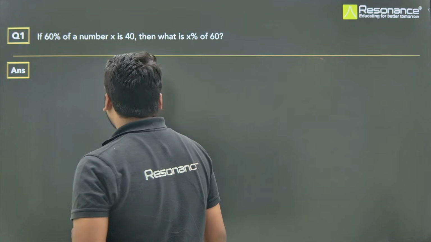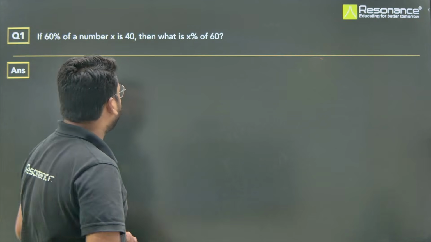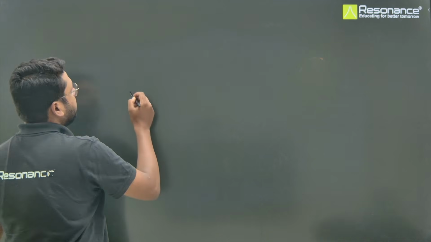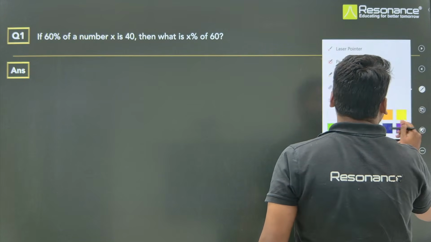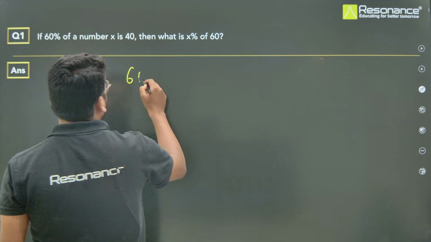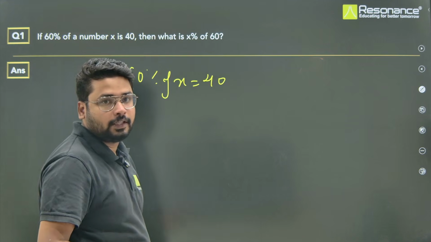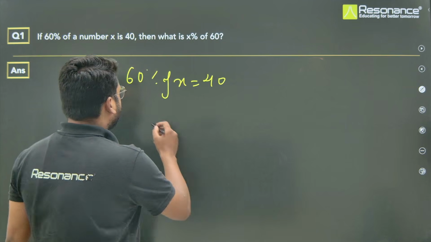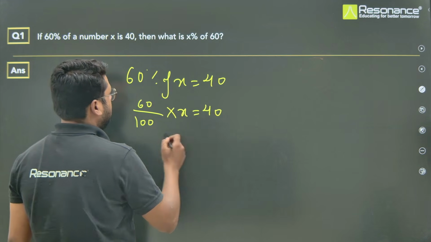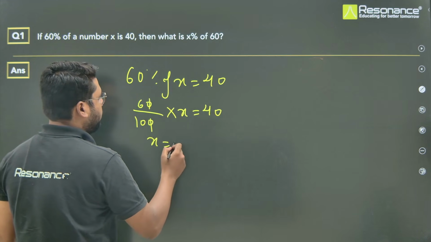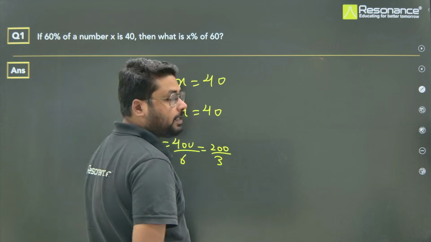Question number 1 says that if 60% of a number x is 40, then what is x percent of 60? So 60% of a number x is 40. First we'll find x, then we'll use it to find what is x percent of 60. So 60 by 100 into x equals 40, or we can say x will be 400 by 6, or 200 by 3. So x is 200 by 3.